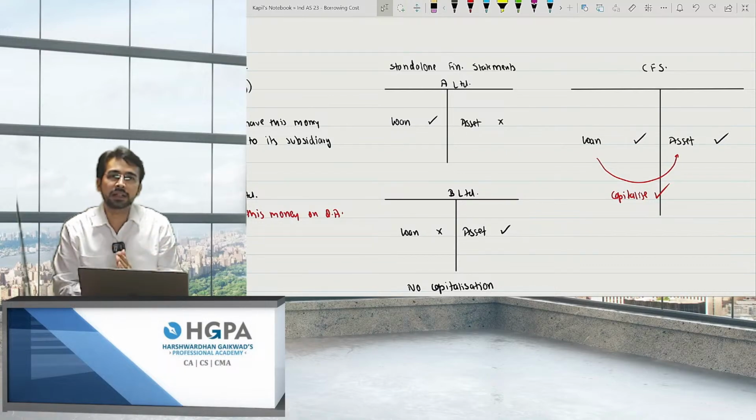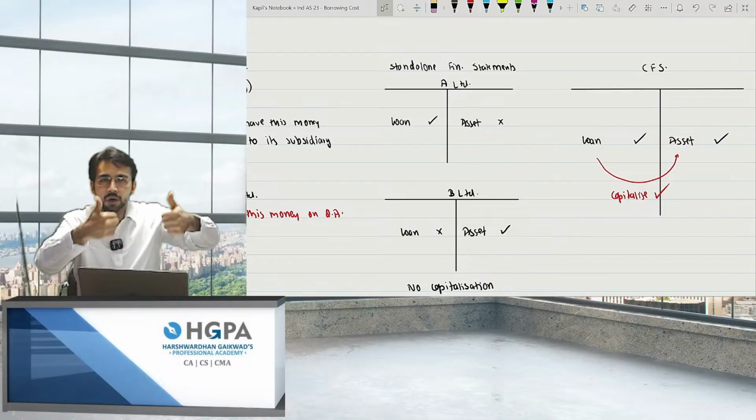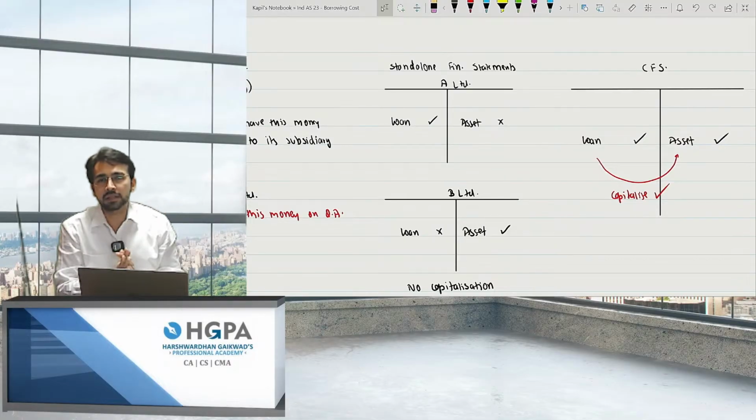In standalone financial statements, we will not be able to capitalize. But in consolidated financial statements, obviously our balance sheets will get merged. So there will be a loan and there will be an asset. Obviously, if there is a loan and there is an asset to be constructed, I will capitalize it, right? So this was the point.